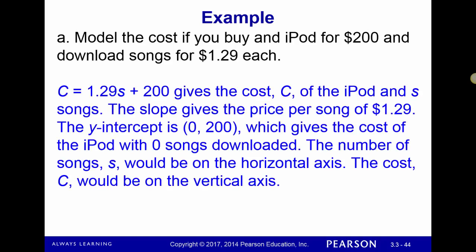Okay, so the cost is going to be the initial price of the iPod, $200. But then we have to pay $1.29 for each song that we download. So here's an equation to describe that relationship. The slope here gives us the price per song, $1.29. So each additional song I buy costs $1.29. And the y-intercept, (0, 200), is the cost of the iPod with no songs downloaded. The number of songs would be on the x-axis, the horizontal, and the total cost would be on the y-axis or the vertical.